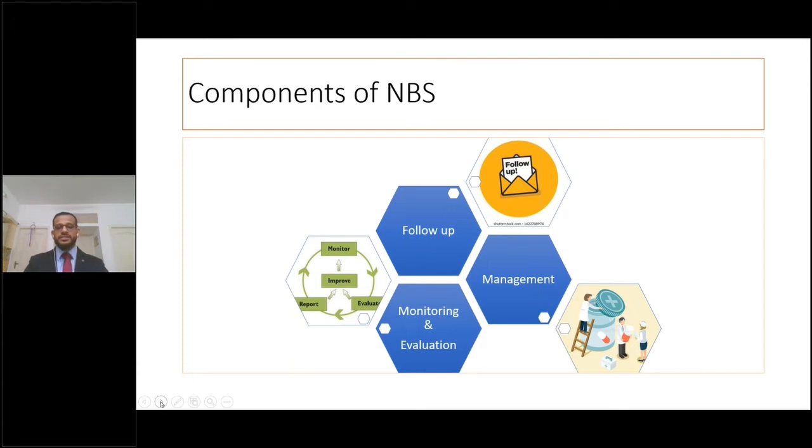Then if abnormal results are there, it has to be confirmed by an appropriate diagnostic test, and appropriate management should be provided for the condition. And overall, the newborn screening program as a whole should be monitored and evaluated so that you can provide appropriate feedback and improve the implementation of the program on a large scale.